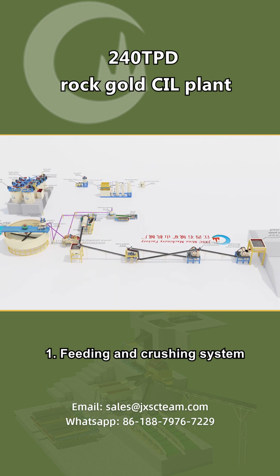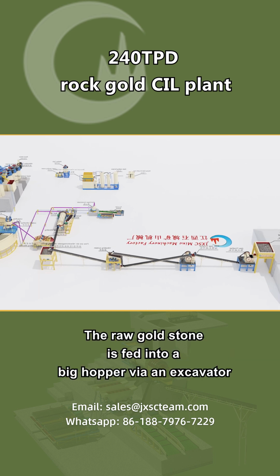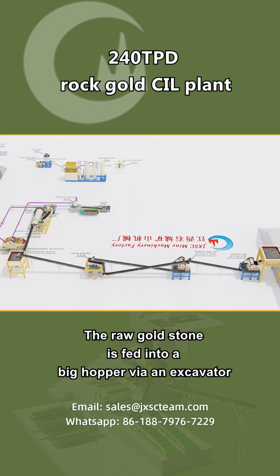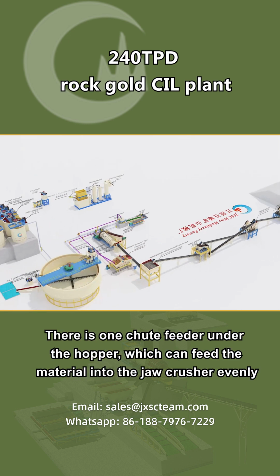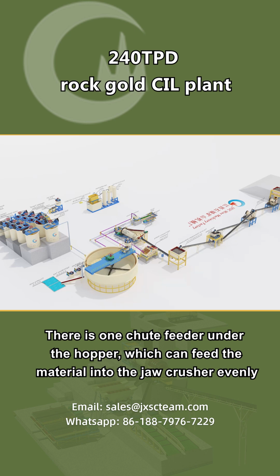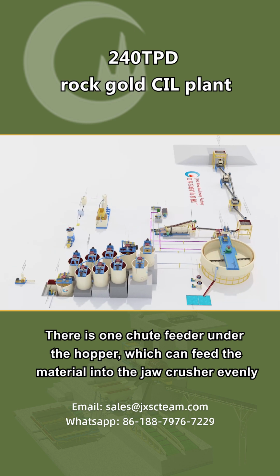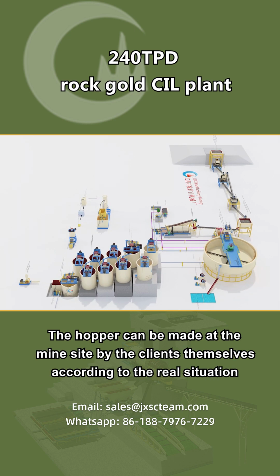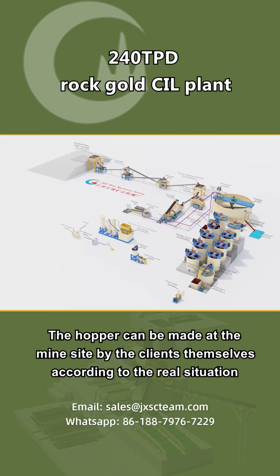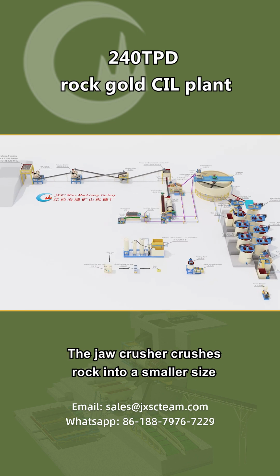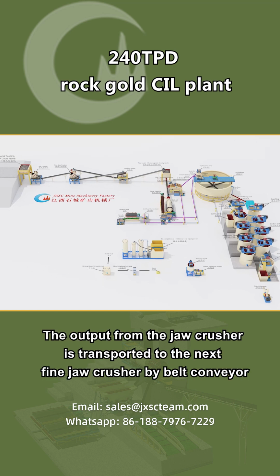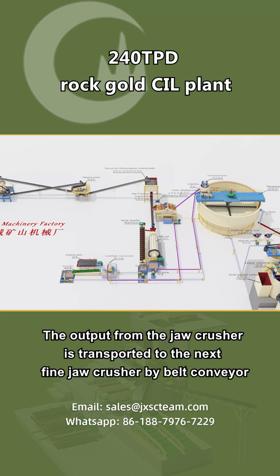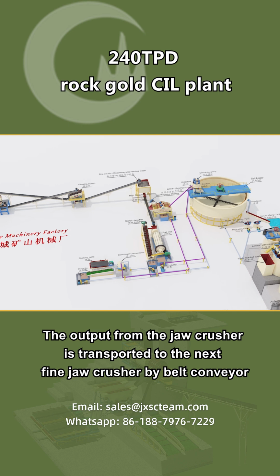1. Feeding and crushing system. The raw gold stone is fed into a big hopper via an excavator. There is one chute feeder under the hopper, which can feed the material into the jaw crusher evenly. The hopper can be made at the mine site by the clients themselves according to the real situation. The jaw crusher crushes rock into a smaller size. The output from the jaw crusher is transported to the next fine jaw crusher by belt conveyor.